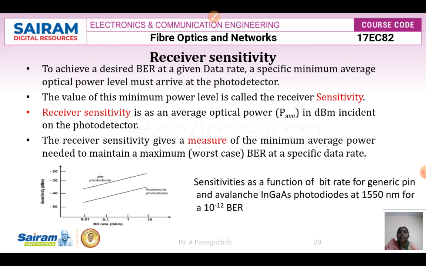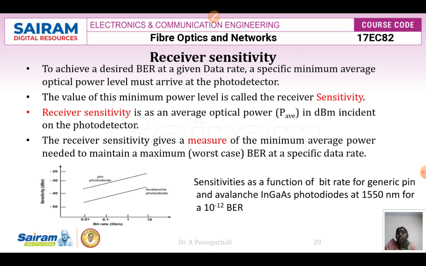So we are going to see receiver sensitivity. Here our requirement is to achieve a desired bit error rate at a given data rate. That means there should be a specific minimum average optical power level that must arrive at the photodetector. The value of this minimum optical power level is called the receiver sensitivity. Receiver sensitivity is nothing but an average optical power in decibels meter incident on the photodetector. So the receiver sensitivity gives a measure of the minimum average power needed to maintain a maximum bit error rate at a specific data rate.